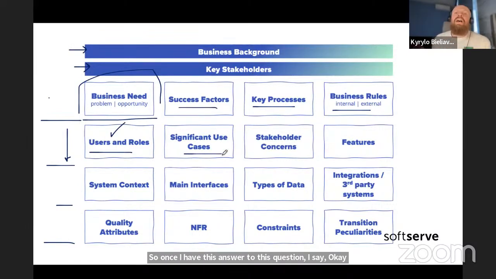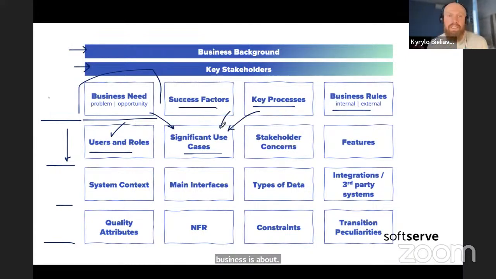And then we talk about significant use cases. We don't need to understand every single use case that there can be in the system, but the most important ones, the core, central use cases of the system. They are sometimes also called architecture drivers. How do you differentiate a significant use case from an insignificant one? By knowing what the business is about, what the success factors are, and what the key processes are. This will help you understand which use case is significant and which is not.